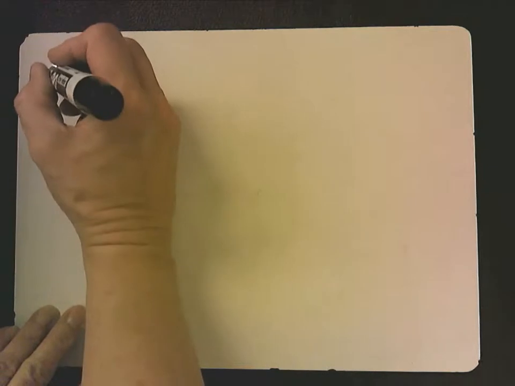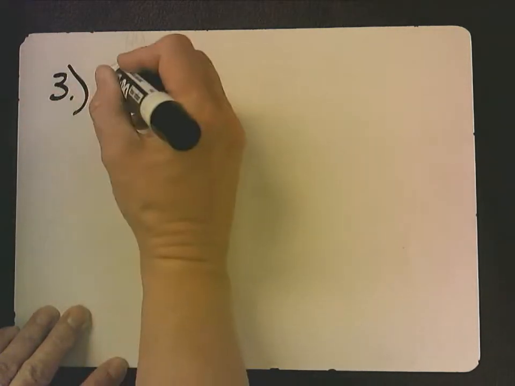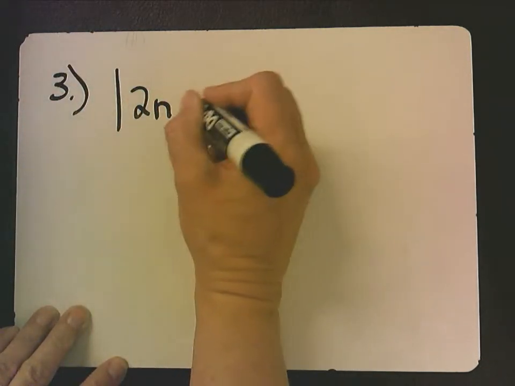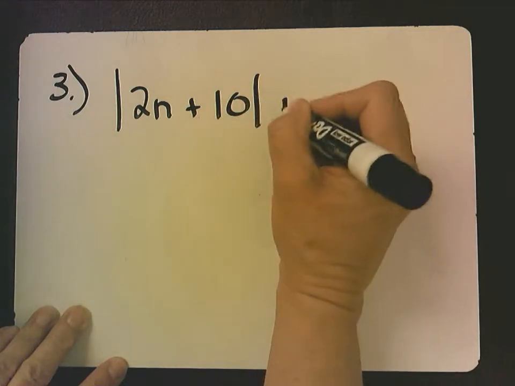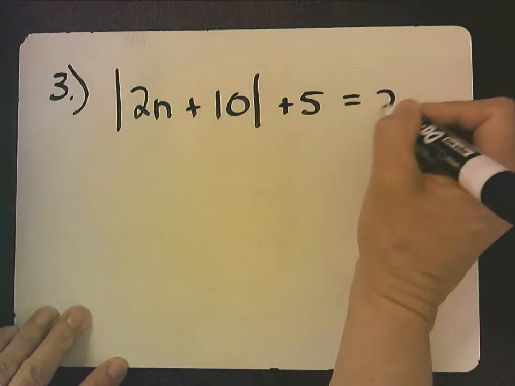Okay, we're going to go over some of the problems in the Algebra 1 Honors Review Packet. Some of them I did for you in the packet, so I'm going to pick ones that I didn't do for you in the packet. So on page 1, number 3, it's the absolute value of 2n plus 10, plus 5 equals 27.